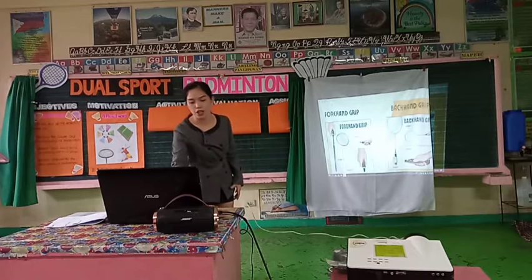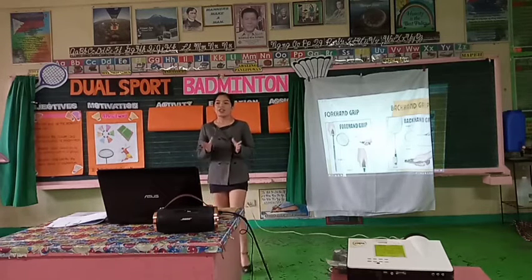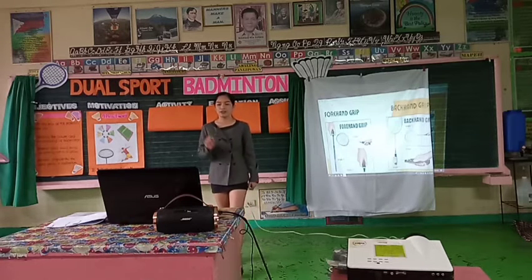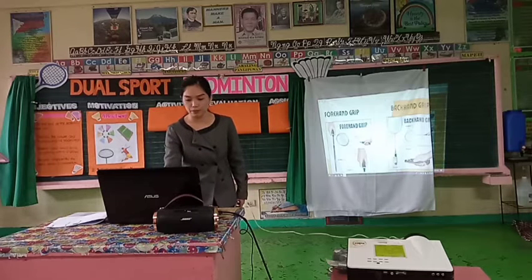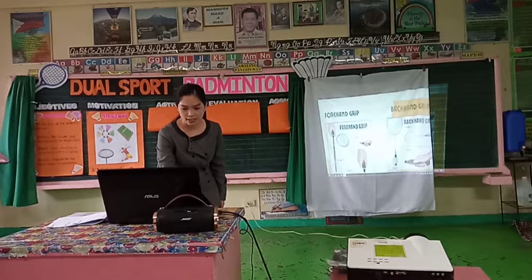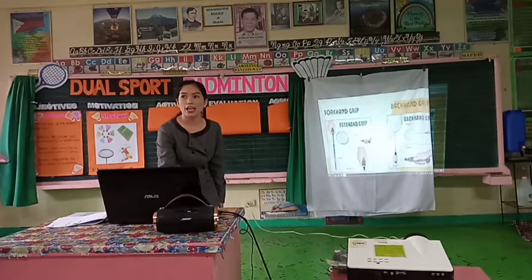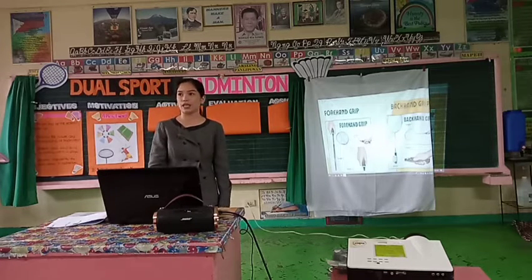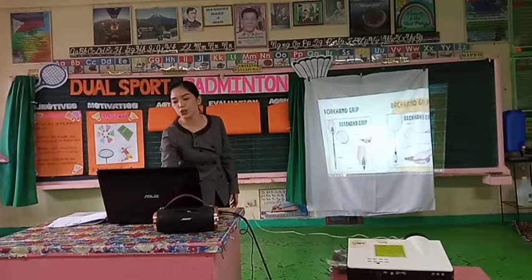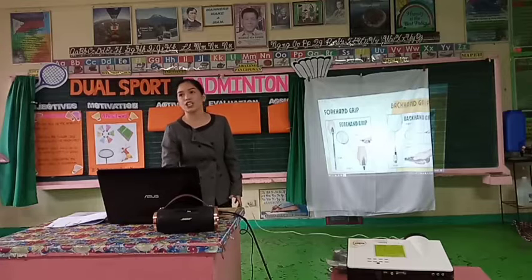As you can see here in the pictures, this simply means using your index finger to push the racket forward while doing a forehand stroke. However, rest your thumb comfortably anywhere. As you can see here in the pictures, this is angle 1, angle 2, and angle 3. Now let's move on to the backhand grip.